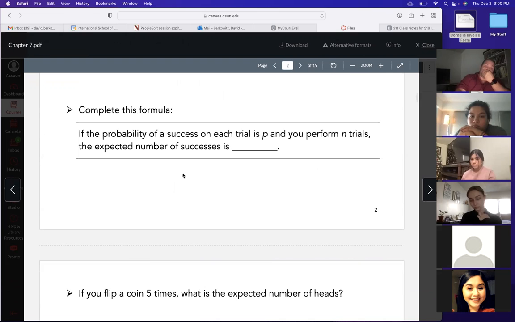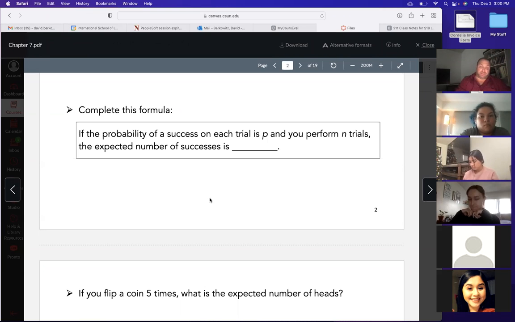In the case of a simple experiment where the likelihood of success is P, and I do it n times, how many successes do I expect to have? This was the basic formula, n times P: number of trials times the probability of success. If something has a 25% chance of occurring, and I did the experiment 100 times, it seems reasonable that it will occur around 25 times.